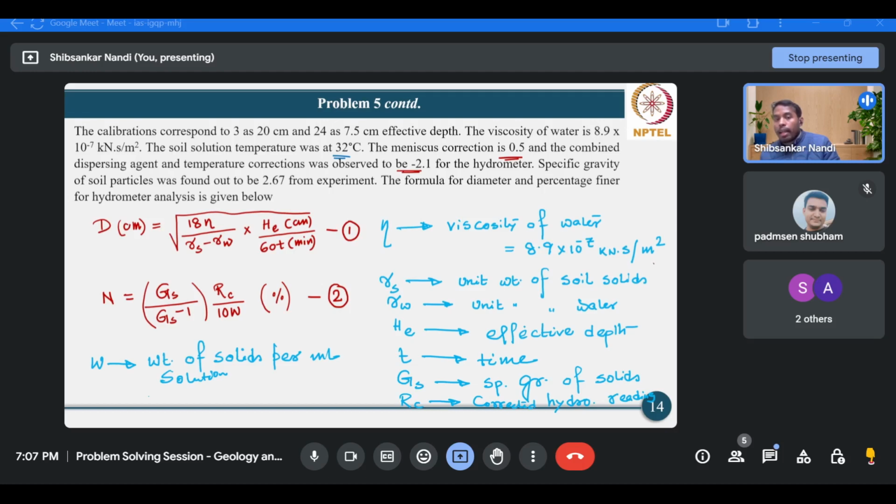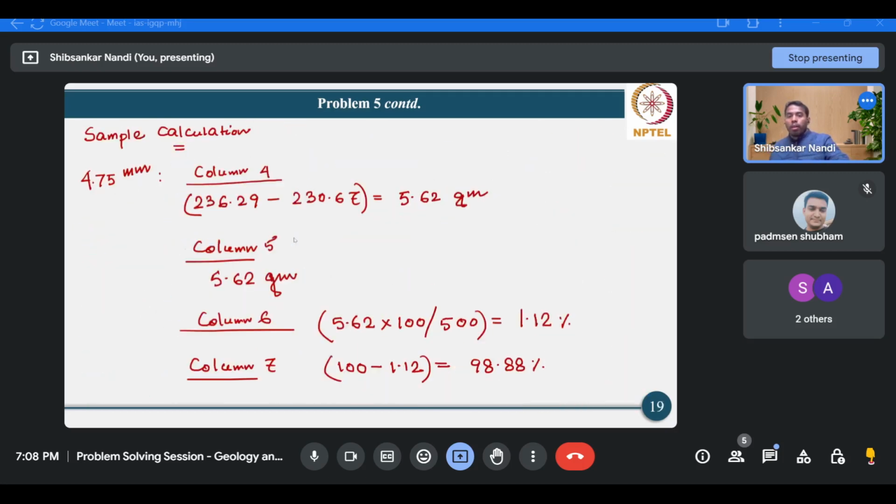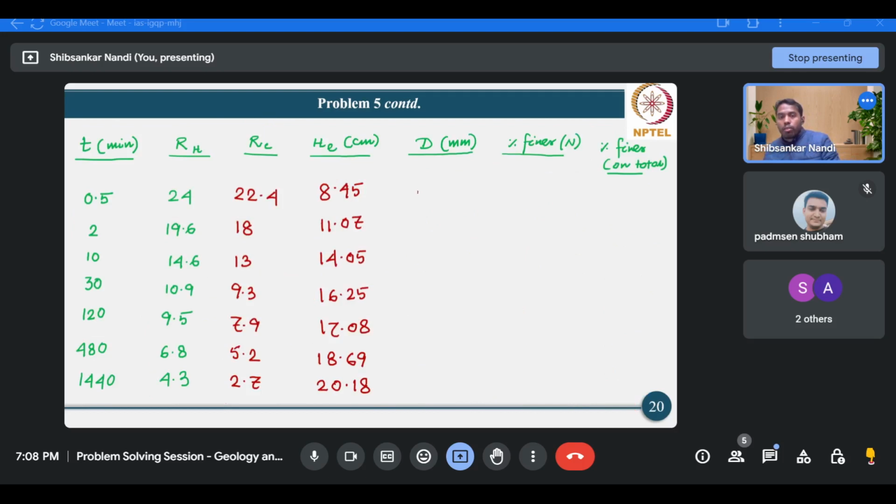That's why earlier I mentioned you should be very careful about the unit system involved in this type of equation. Again, for gamma W you should use the correct unit. For HE you should use centimeter and T in minutes. After substituting all these values, we can easily calculate the D value for a specific time instant. I am writing the values there. Please calculate at your home and let me know if you face any difficulty.